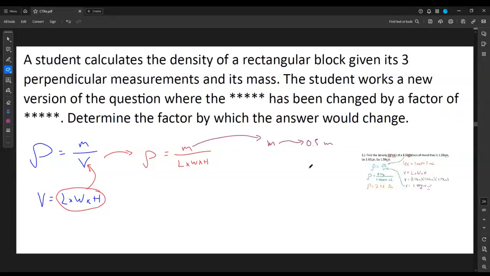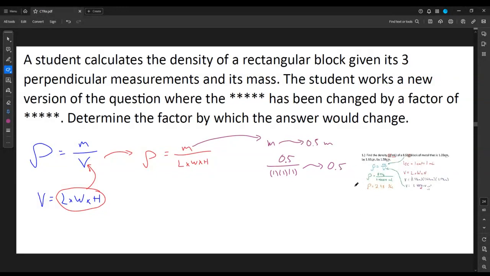But I prefer to use just sort of the brute force algebra or logic to see where this is going to go. So the ratio of the new mass to the old mass, we get 0.5. And then if none of the measurements have changed, then technically on the bottom, we have 1 times 1 times 1. So that's just going to give us the factor back again.